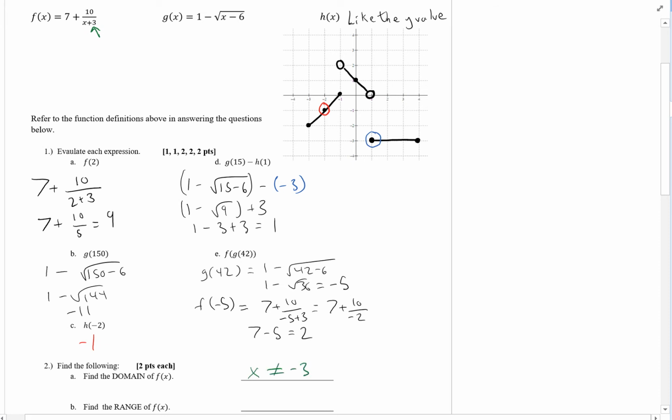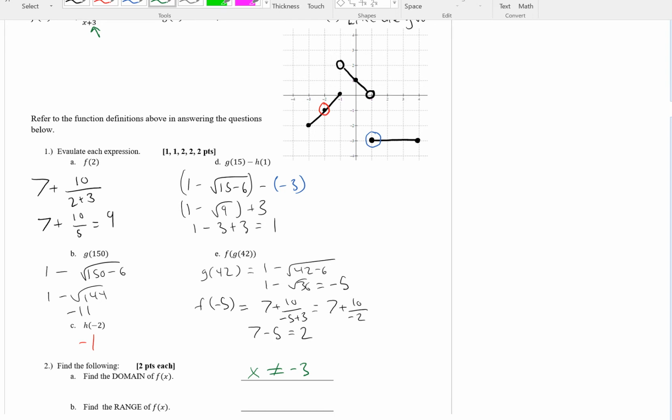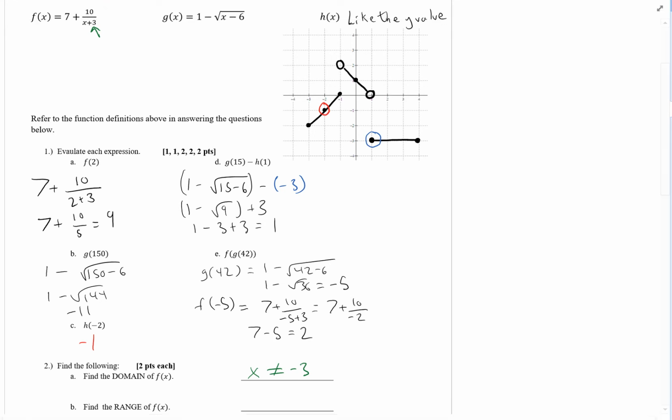The range, this is trickier. When we have fractions in our functions, this is always the way you're going to think about the range. This fraction, this whole fraction can never equal 0.